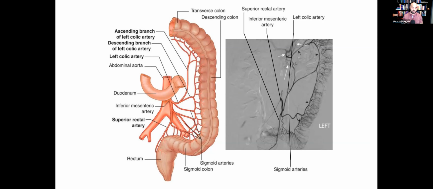So when we talk about high ligation of the IMA, we're talking about division way up there next to the root of the IMA, right at the takeoff or just distal to the takeoff from the aorta. As soon as it bifurcates into the left colic and the superior hemorrhoidal, then it is no longer the IMA.